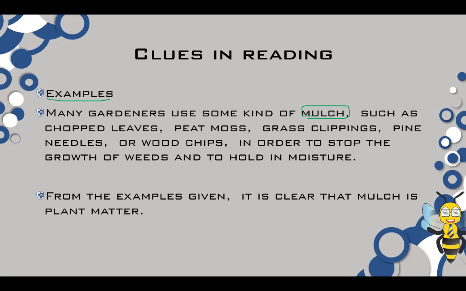So in this case, the reading is giving you examples. It's giving you the examples as chopped leaves, peat moss, grass clippings, pine needles, or wood chips. Okay, so these are examples. Let's say that you should substitute the word mulch. Do you know what's the meaning of mulch? Maybe. No. You don't know. I don't even know the meaning of mulch either.